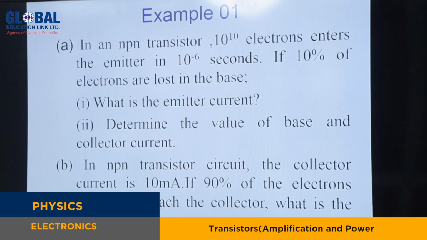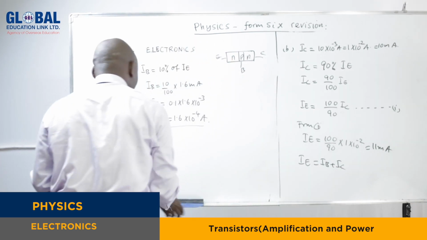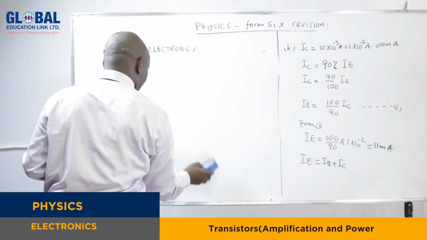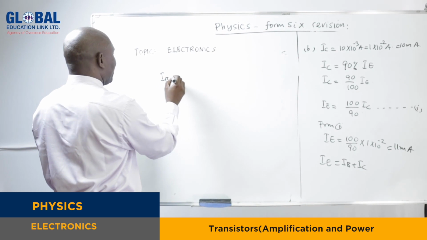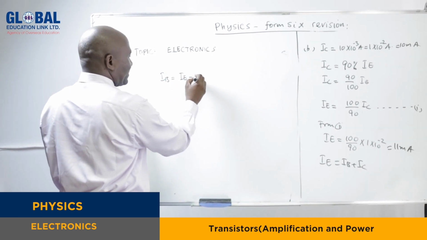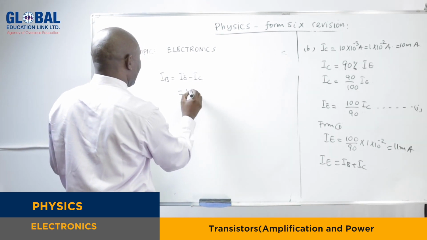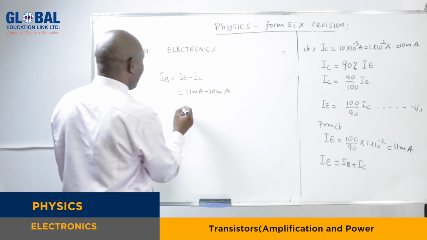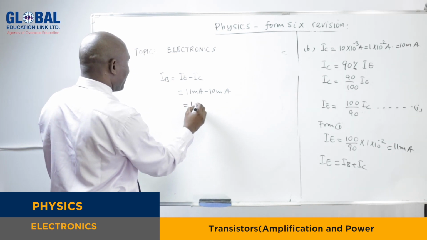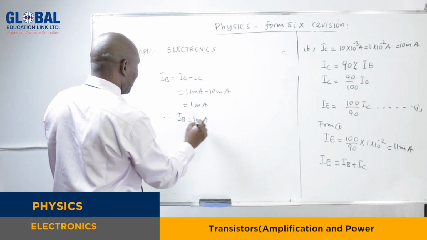But the question is asking to find the base current. So from the equation that we know, IE equals the base current plus the collector current. Since we now know the emitter current, you can find the base. So the base current equals IE minus IC. IE is 11 milliampere, and the collector current is 10 milliampere. So you find that our base current is 1 milliampere. So the base current equals 1 milliampere.